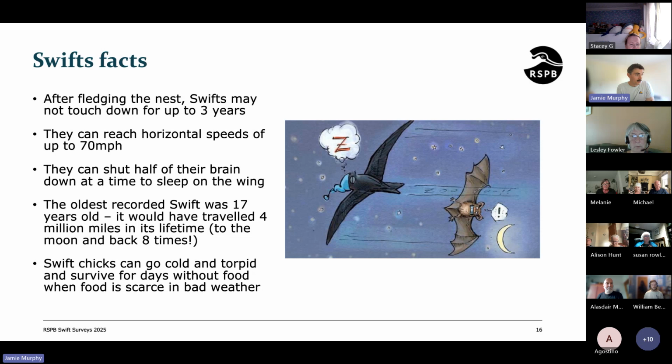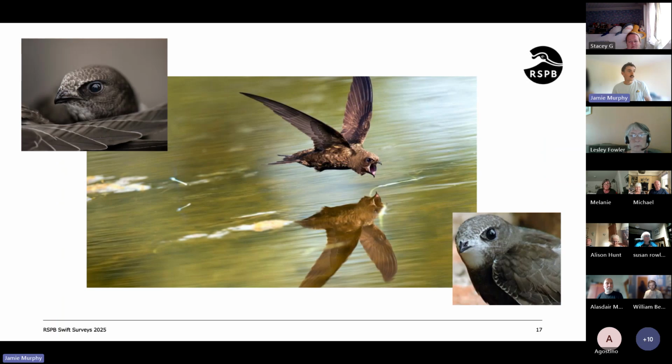I've also mentioned that the swifts can go cold and survive days without eating. So they're very resilient birds in their own way. And here's a few closer up photos. You can just see how much more detail there is when you see a swift close up with its feather patterns and everything. But my favourite one is this one in the middle. This is a swift flying over a lake, catching insects. Swifts will also drink in this way, and we know that they also catch raindrops in the air to drink. So yeah, they have to be very good at flying to do all of that.